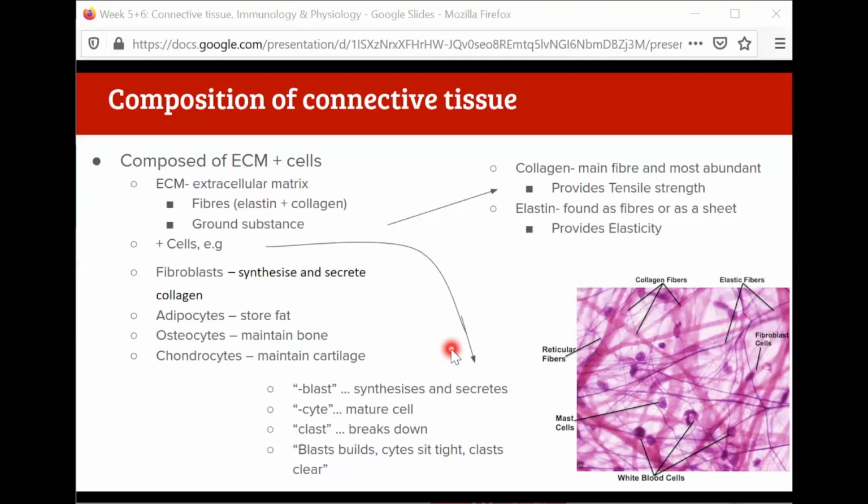Got some examples on the left-hand side there with fibroblasts, which synthesize and secrete collagen. Really important cell. You've also got things like adipocytes, storing fat, osteocytes, which maintain bone, and chondrocytes, which are there to maintain cartilage. Alrighties.